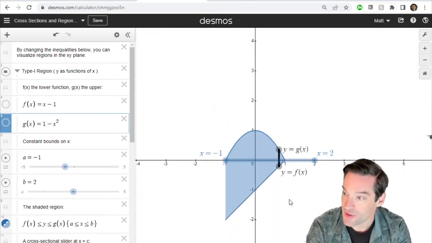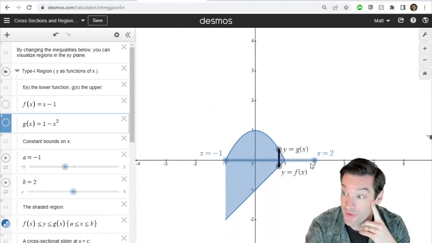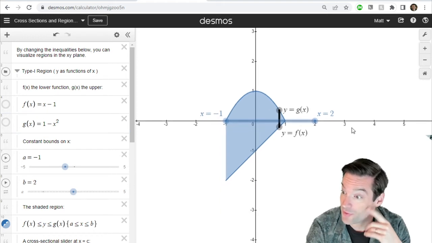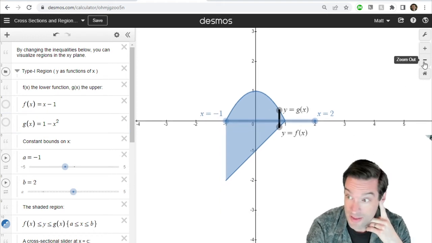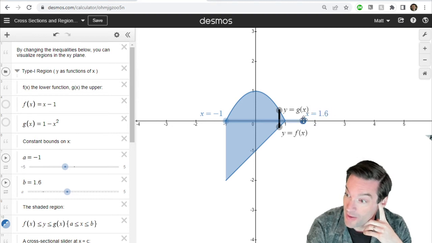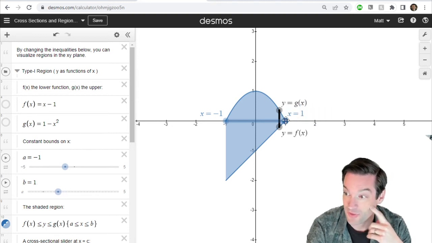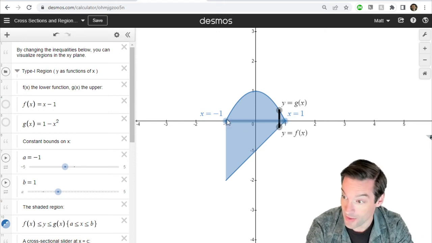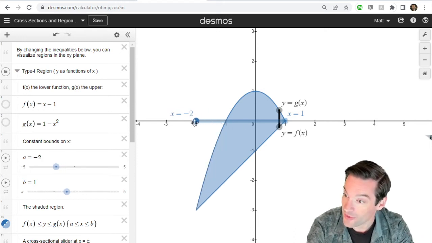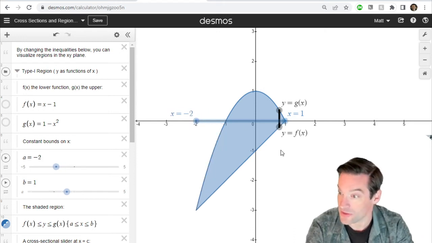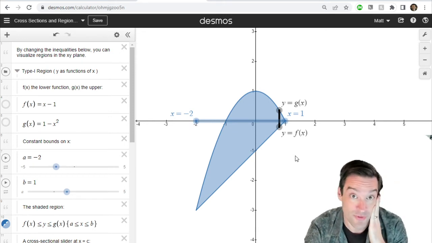And I think the intention here is that the intersection points of these graphs are going to define for us what the x range is going to be. And so my x is only going to go as far to the right as this intersection point of these two functions on the right side, which happens to be x equals 1. And it's going to go as far to the left as the intersection point of these functions on the left side, which ends up being x equals negative 2.